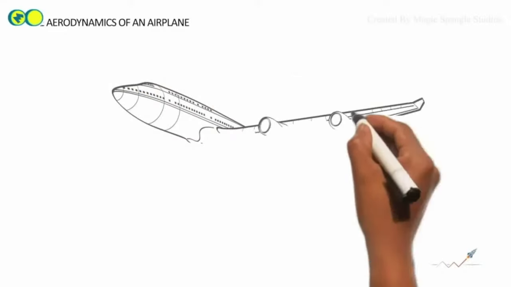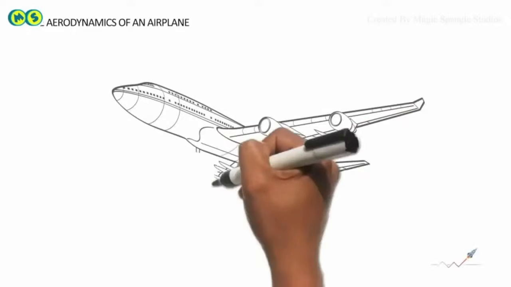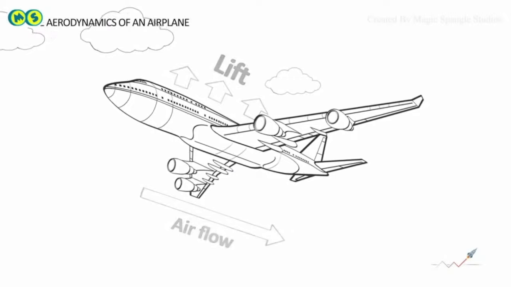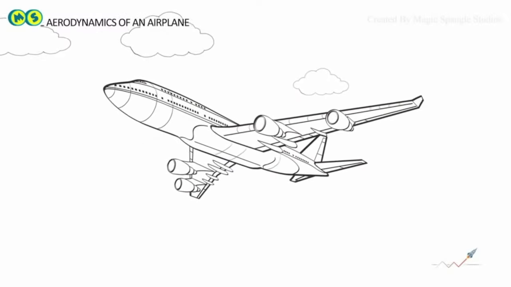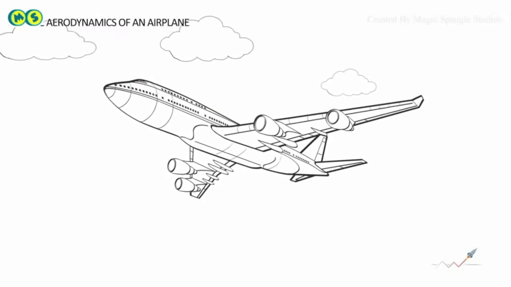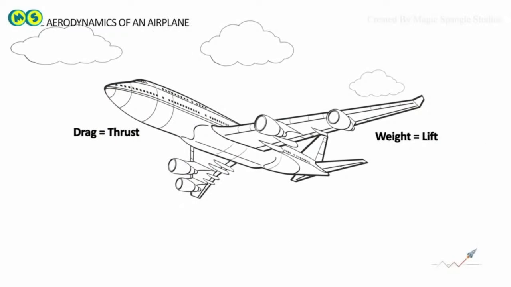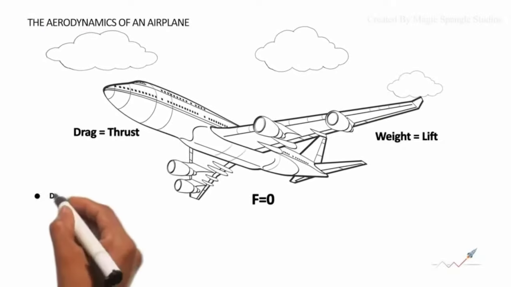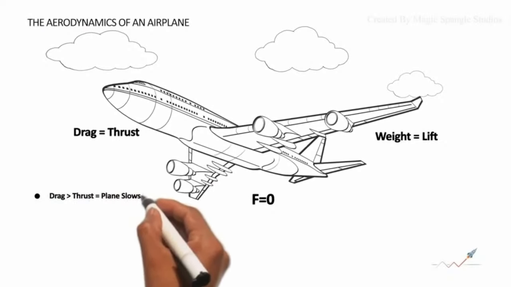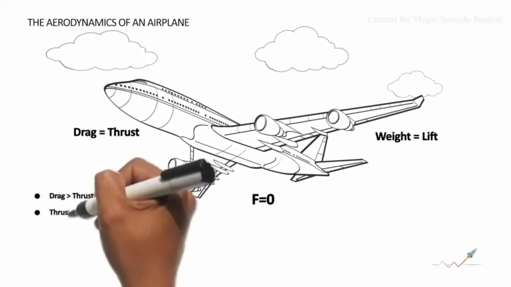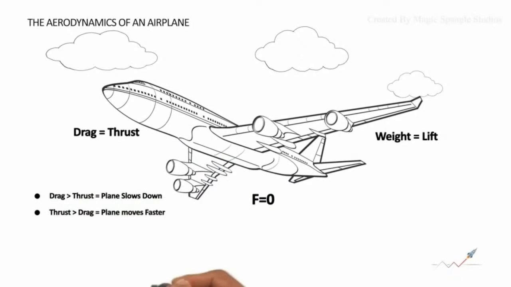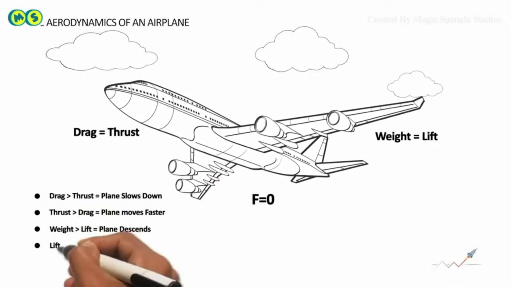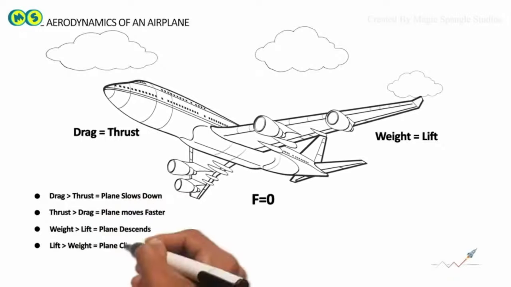Lift overcomes the weight and holds the airplane in the air. Lift is created mostly by wings to keep the plane aloft. So, to keep the airplane moving, flying straight, and level, this must be true, which means no net force acting upon an airplane. In any case, if drag is greater than thrust, the plane slows down. If thrust is greater than drag, the plane moves faster. If weight is greater than lift, the plane descends. If lift is greater than weight, the plane climbs.